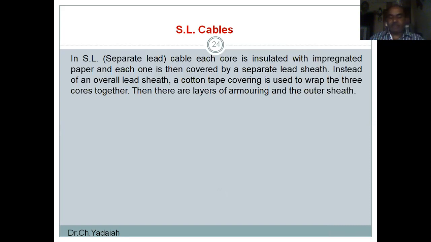So in previous cases, what will happen? This is the conductor. There is the insulation, impregnated paper, over which we provided the sheet, and over which we connected another metallic strip. Instead of a metallic strip, we are using a cotton tape here. Only cotton. In the previous case we used the metallic strip. Here we use the cotton tape to wrap the cores together. Then there are layers of armoring and outer sheet.